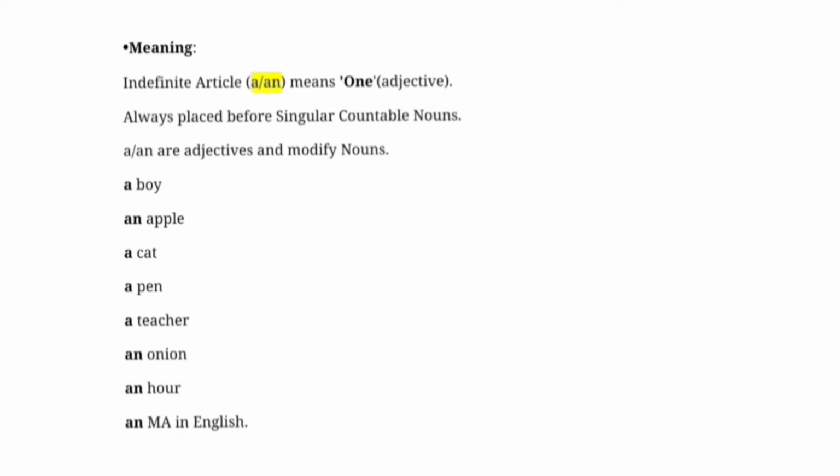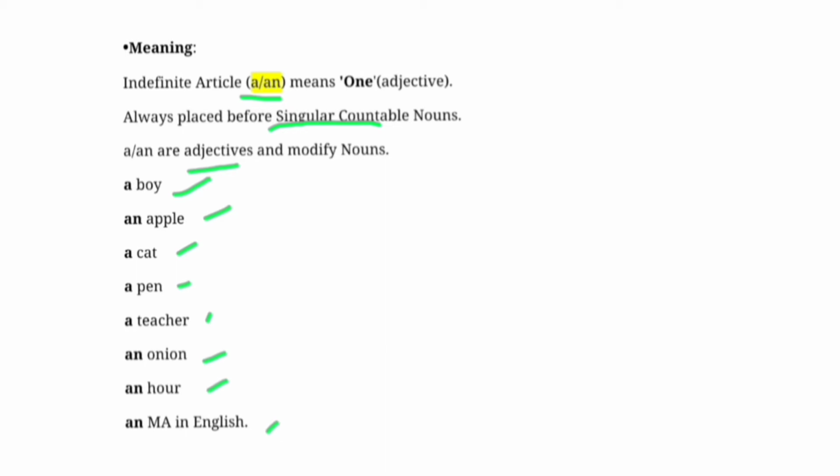Actually, indefinite article a and an are short form of one, which is an adjective. So they are always placed before singular countable nouns, and because a and an are adjectives, they always modify nouns, like a boy, an apple, a cat, a pen, a teacher, an onion, an hour, an MA in English.